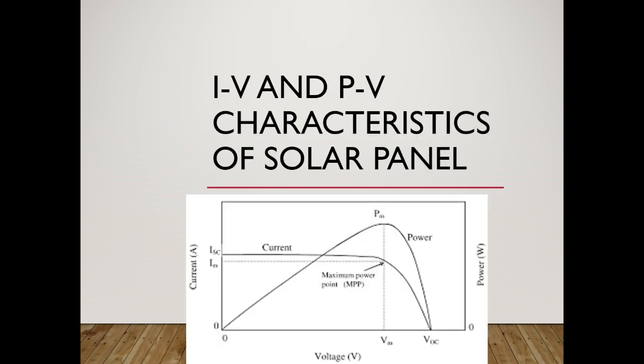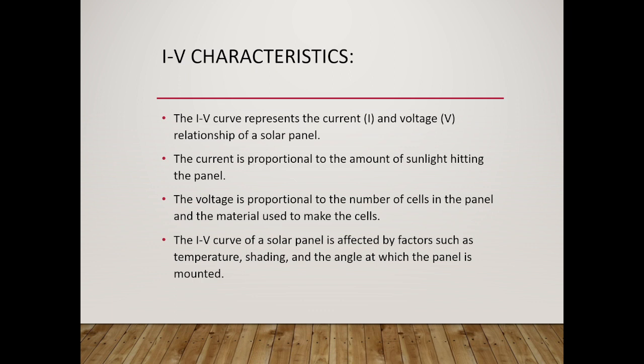So here is a diagram for IV and PV characteristics of solar panel. Now let's see the IV characteristics. The IV curve represents the current and the voltage relationship of a solar panel. The current is proportional to the amount of sunlight hitting the panel. The voltage is proportional to the number of cells in the panel and the material used to make the cells.